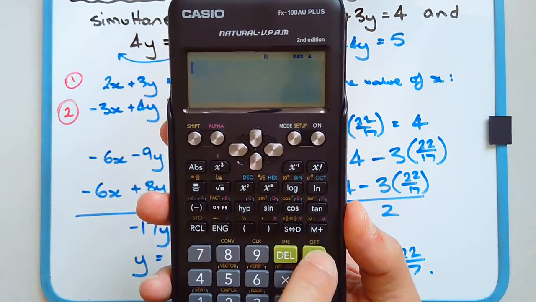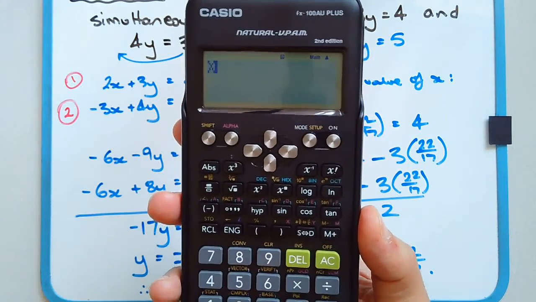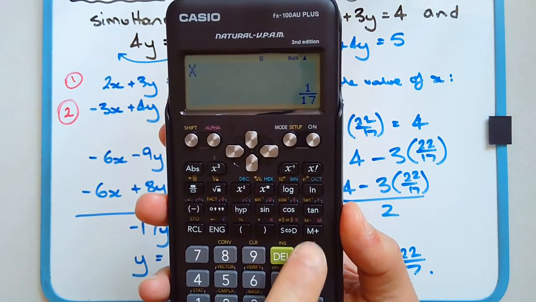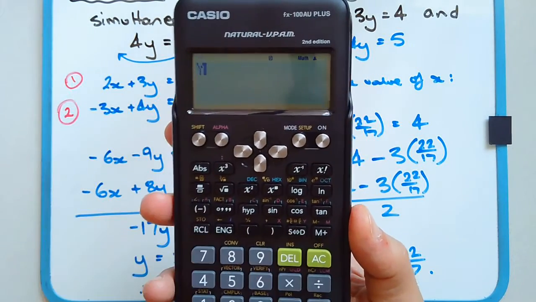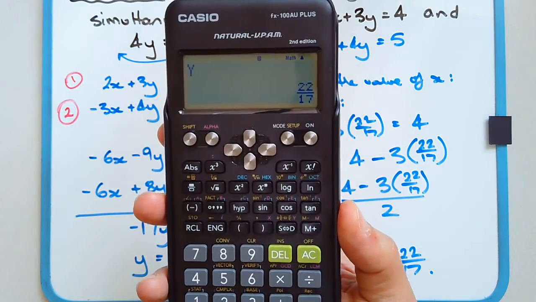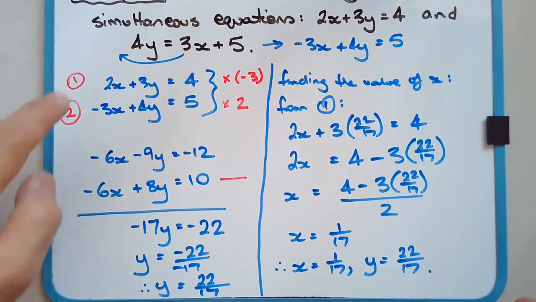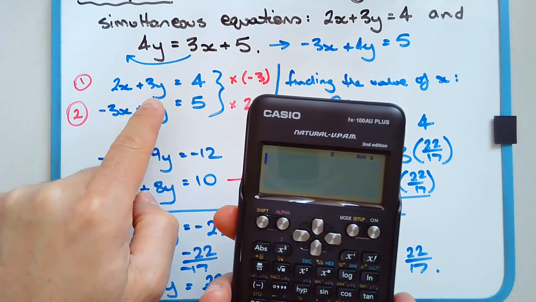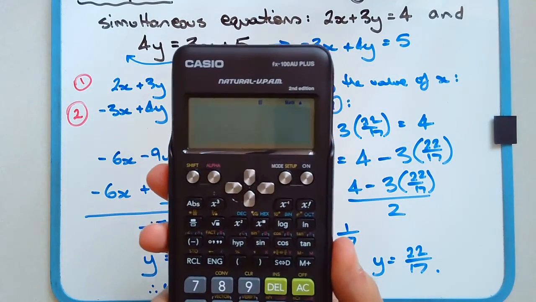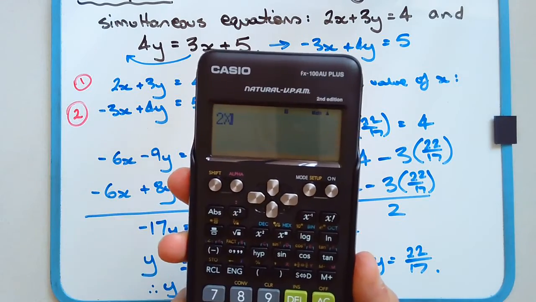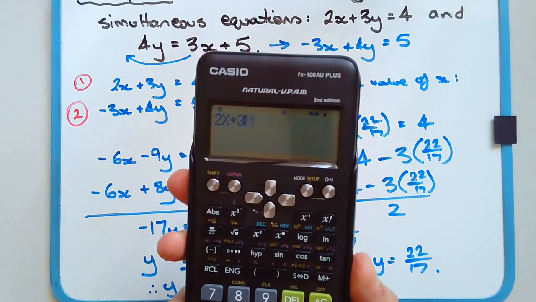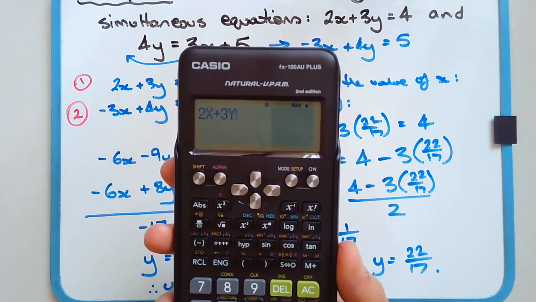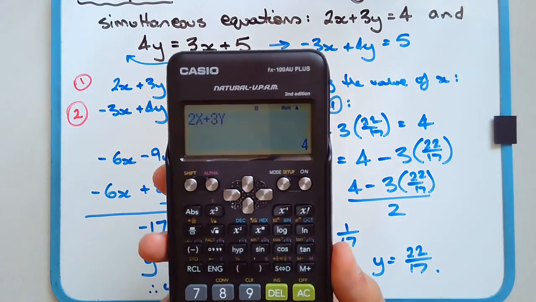If you use the alpha key now, so alpha x, for example, and press equals, you should get the value that you've just stored. Just to make sure that you've stored it correctly, alpha y, and you get 22 on 17. Right, now let's verify these two equations. Let's type them in. If I type in 2x plus 3y, I should get 4 as an answer on the calculator. So let's do that. 2x plus 3y. It's pretty cool that you can do this, fairly simple algebra, on these calculators. And we get 4 as an answer.